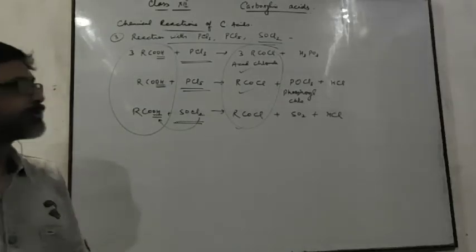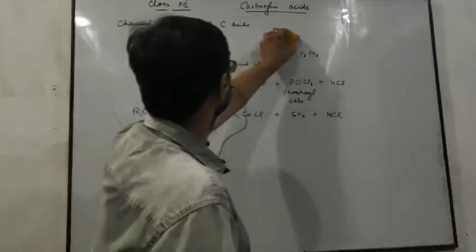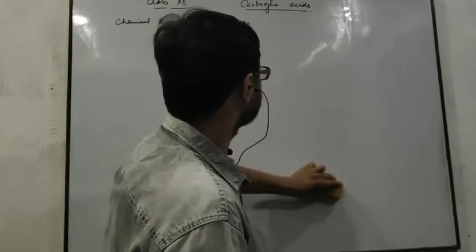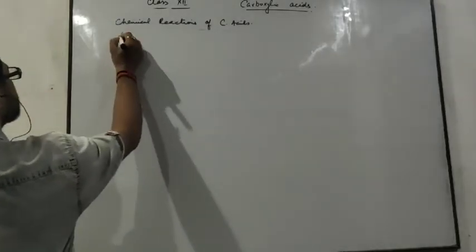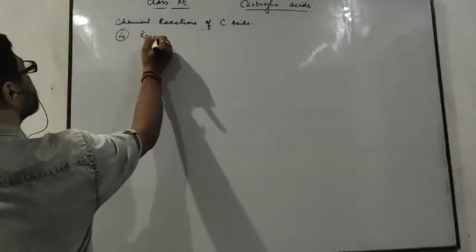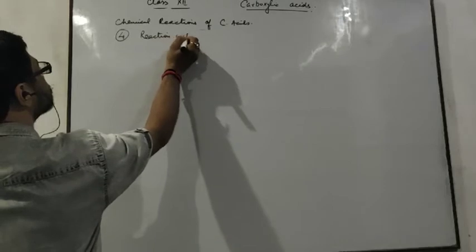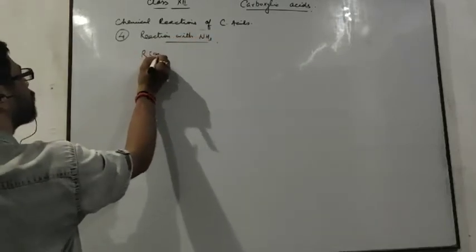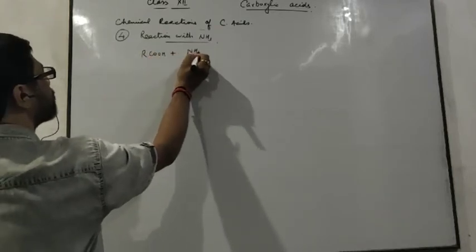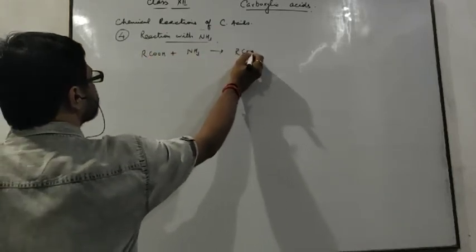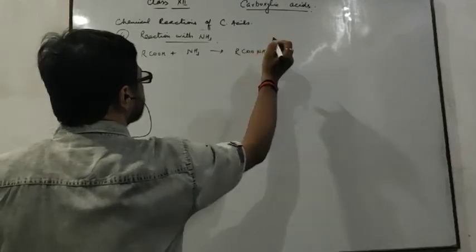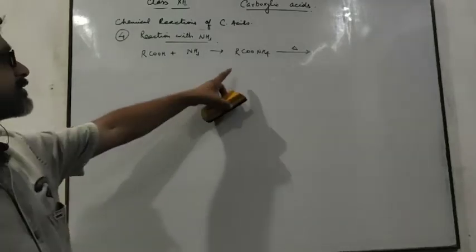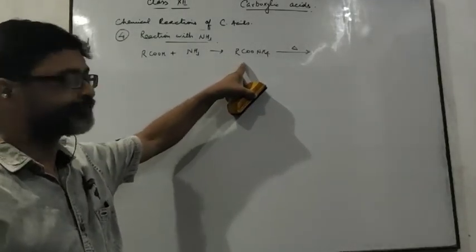Now fourth, I am going to explain reaction with ammonia. What are the reactions shown by carboxylic acid with ammonia? Fourth property, reaction with ammonia, NH3. Carboxylic acids on reaction with ammonia first of all form ammonium carboxylate, which is an unstable intermediate product, and on heating it changes further.